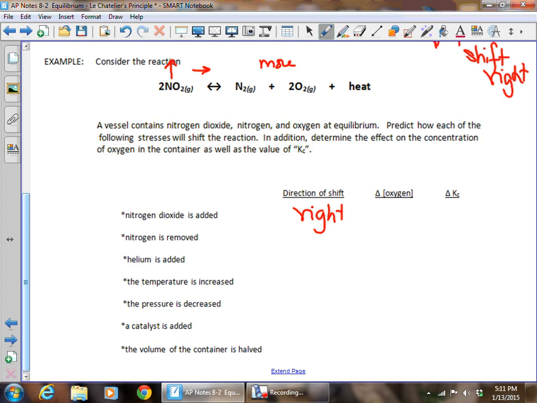So what's happening to the oxygen? It's increasing. Whereas the change in the equilibrium constant, K, there is no change. No change.